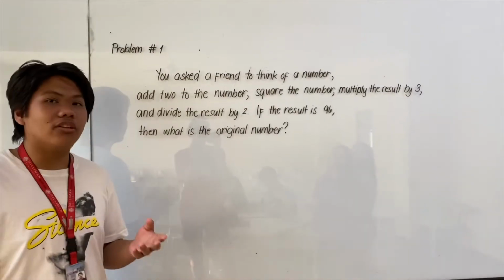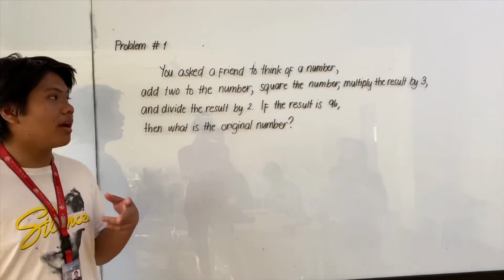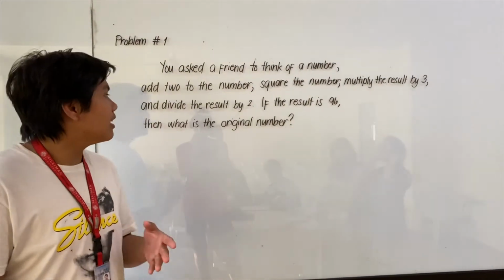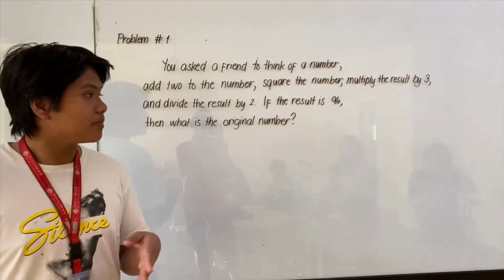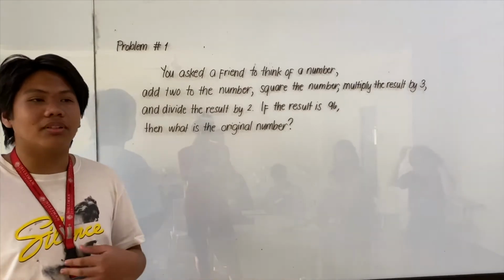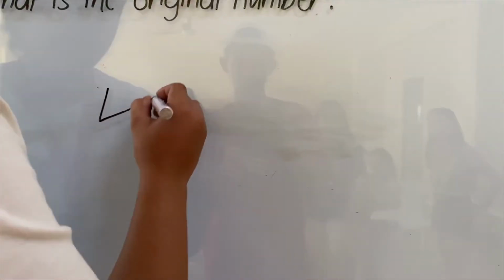You ask a friend to think of a number. Add 2 to the number, square the number, multiply the result by 3, and divide the result by 2. If the result is 96, what is the original number? Let x be the number.